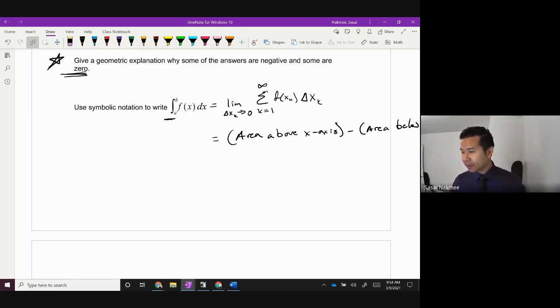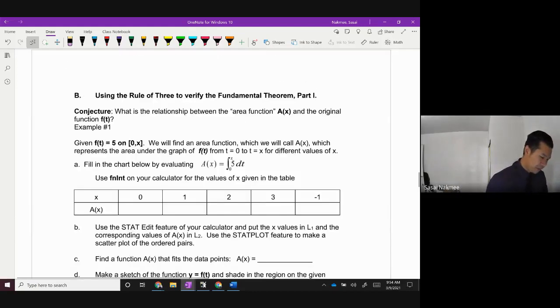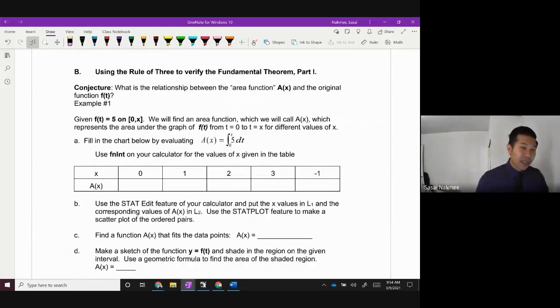Hopefully you got that down. We're going to go to this next part over here. The fundamental theorem. Whenever you hear something called the fundamental theorem, it's usually important. Usually.